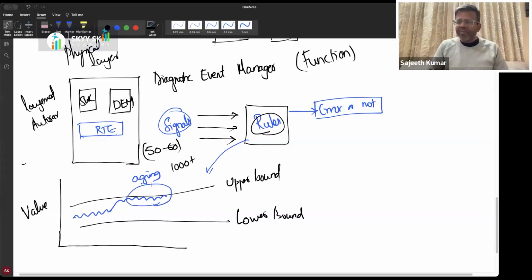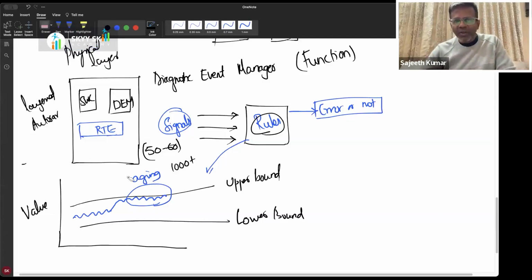Let's say it is the oxygen sensor. Maybe once it is 3 or 4 years old, it starts moving upwards. Then you understand that it has become old, and you start compensating for it. It is still not an error, but you need to compensate.